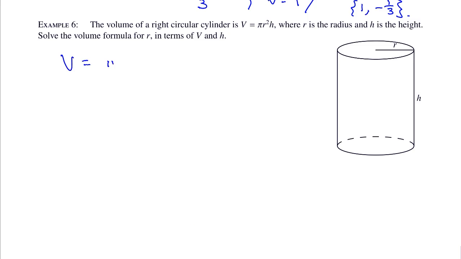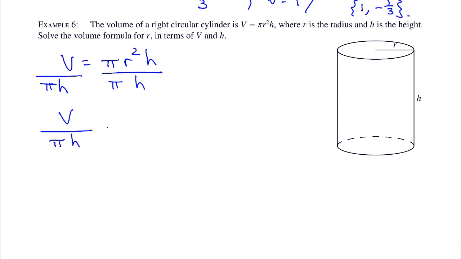So let's start with the formula for volume. Volume equals pi r squared h. We're looking to solve for r, so I'm going to divide by the numbers that are being multiplied by r squared. So that would be the pi and the h. Of course, we divide that on both sides. So we now have v divided by pi h is equal to r squared.